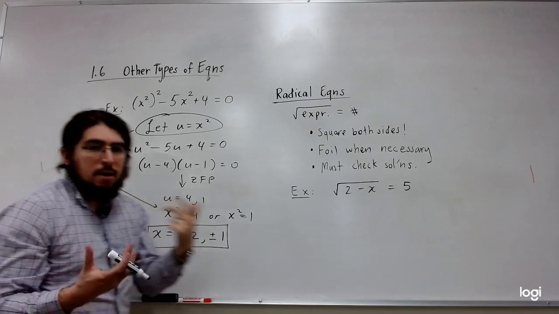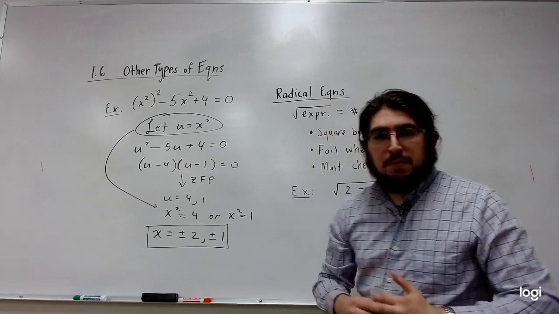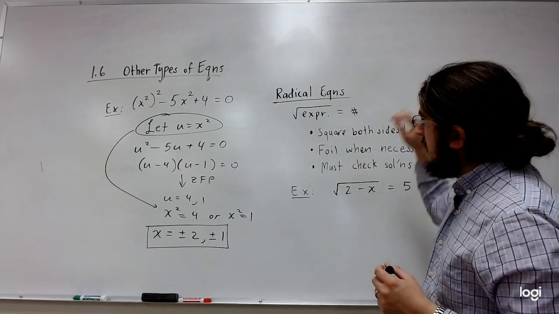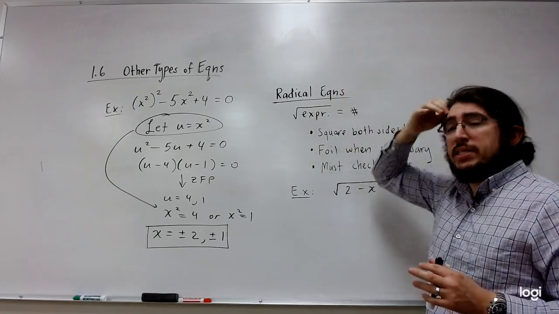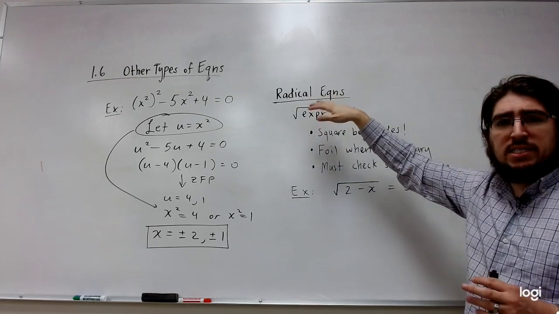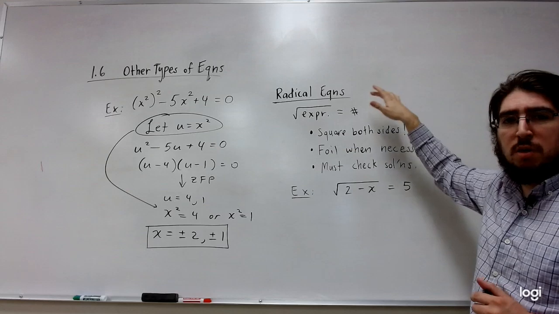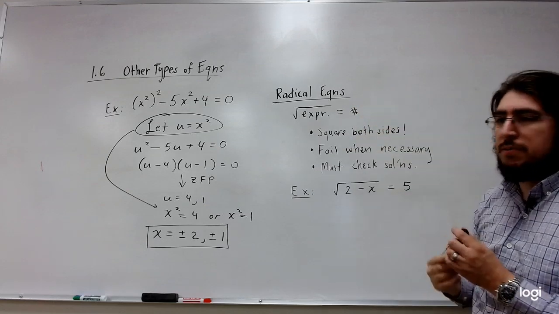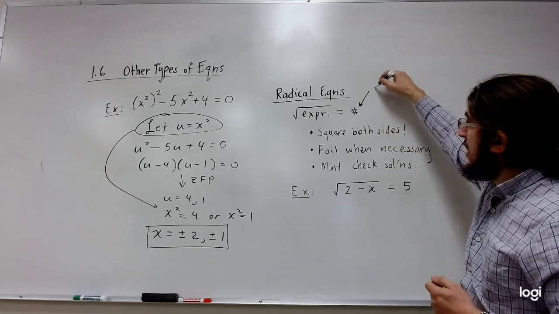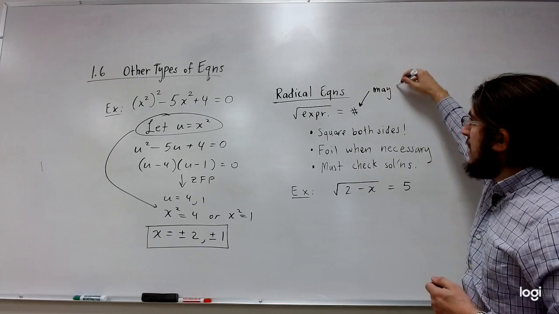Okay. Now we're going to move on to talk about a slightly different type of equation. The second type I mentioned were radical equations. Radical equations are equations that can be written as a radical of an expression is equal to either a number or even possibly another expression. So this number I'm writing, let me just say, may be an expression.